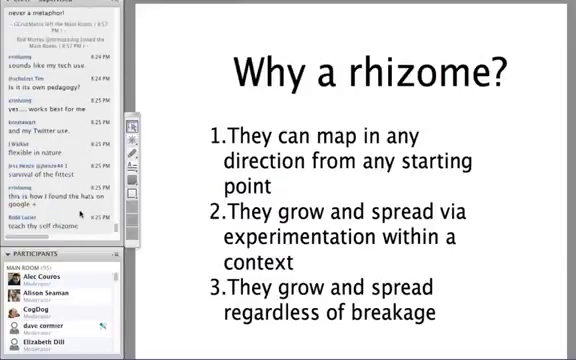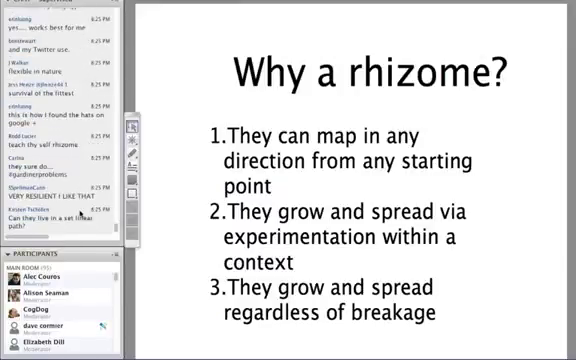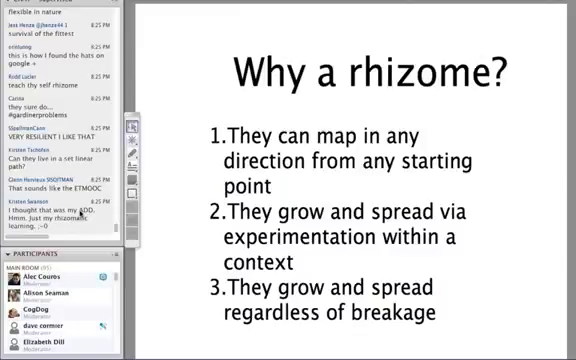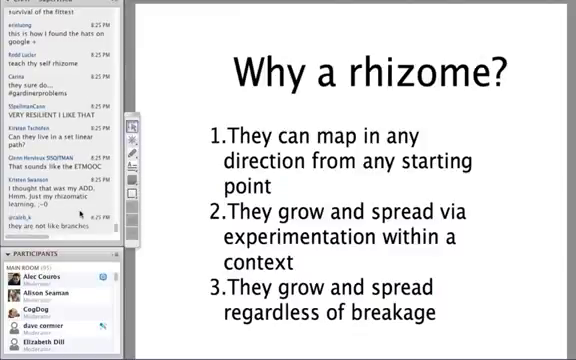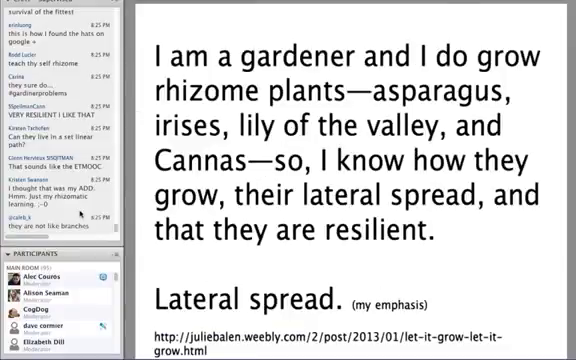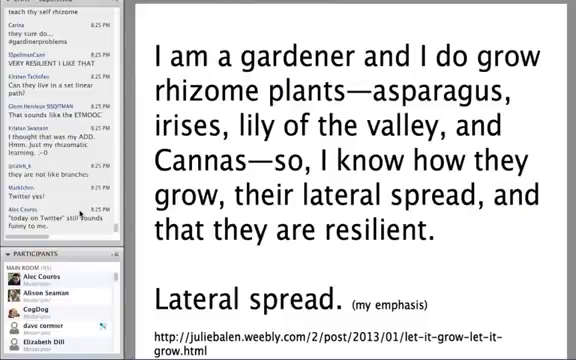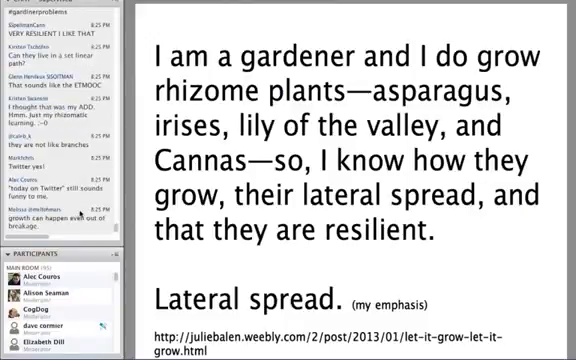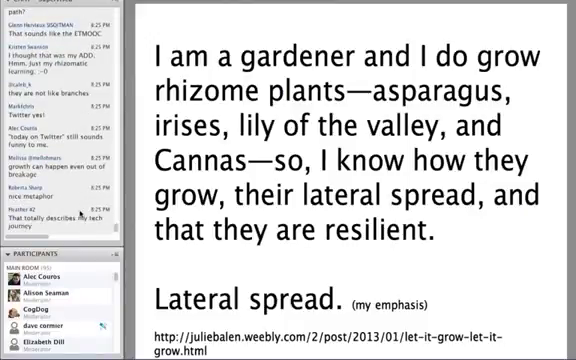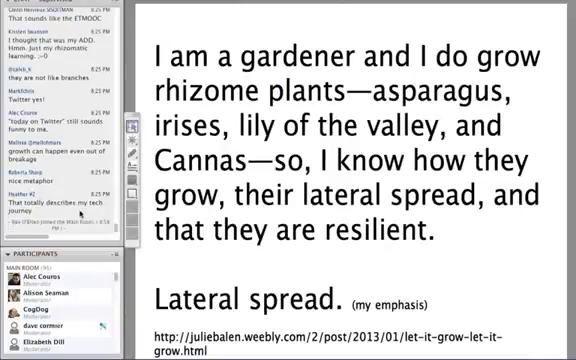And it was funny, today on Twitter, somebody said, "Oh, we're talking about rhizomes tonight. That's great. I wrote a blog post about them yesterday." And here's what she wrote. "I'm a gardener, and I grow rhizome plants, asparagus, irises, lily of the valley, and cannas." I don't know how to pronounce that. "So I know how they grow. They're lateral spread, and they are resilient."